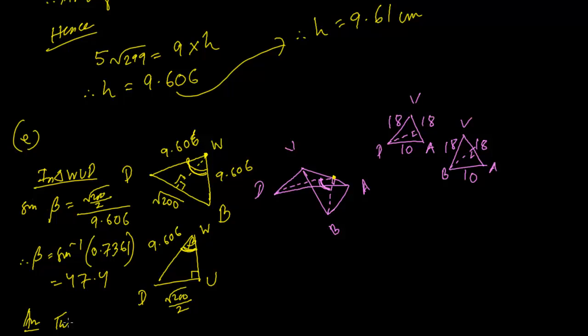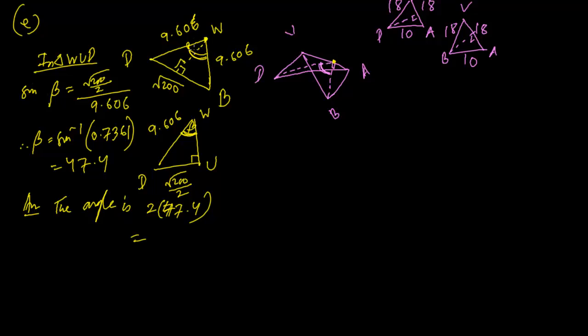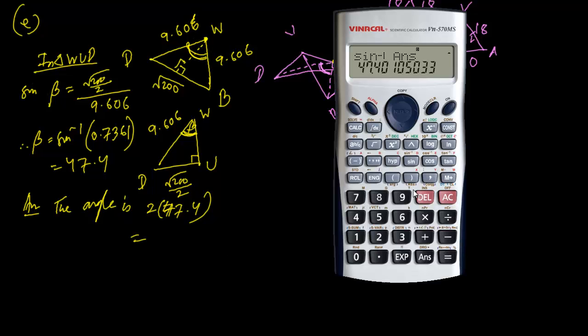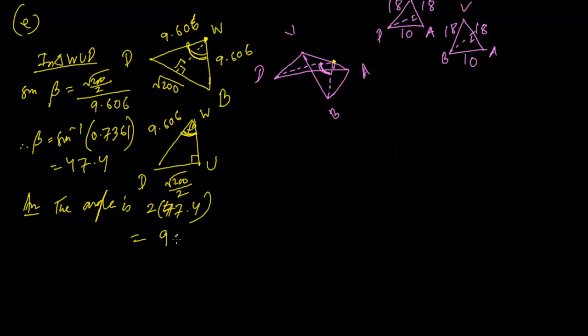So the answer would be, the angle is 2 into 47.4, because the angle we're looking for is double. So into 2, that makes it 94.8. Since this is the last, we can directly write down the answer. So 94.8 degrees is the answer.